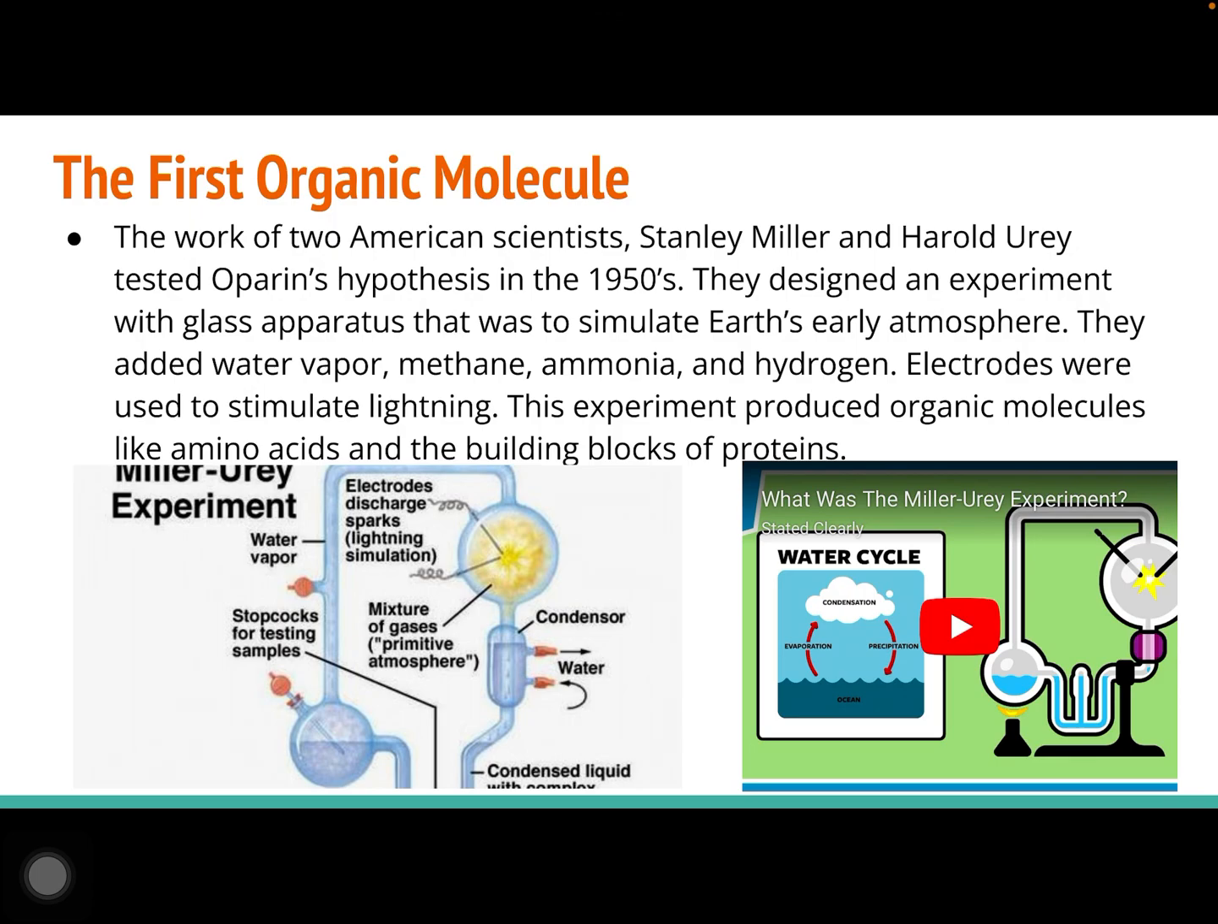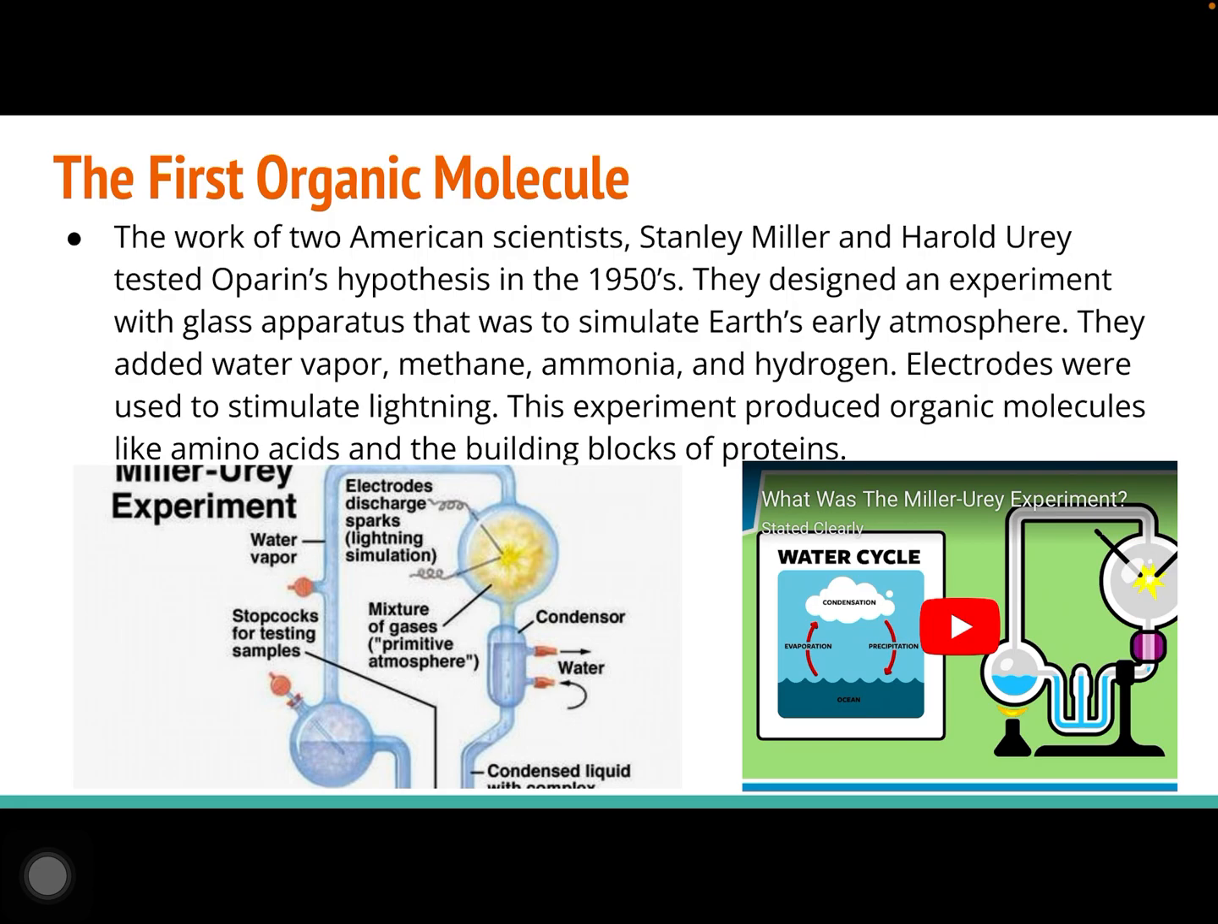So two American scientists, Stanley Miller and Harold Urey, tested the Oparin hypothesis in the 1950s. They designed an experiment with a glass apparatus to simulate the Earth's early atmosphere. They added water vapor, methane, ammonia, and hydrogen. Electrodes were used to simulate lightning, and this experiment produced organic molecules like amino acids, the building blocks of proteins.